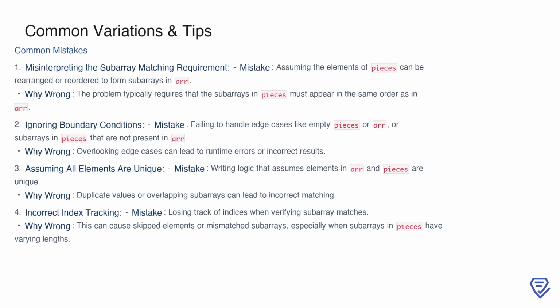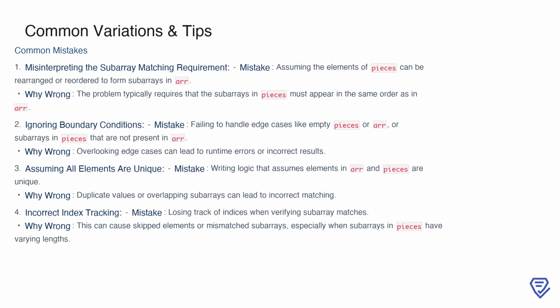When tackling this problem, there are several common mistakes to watch out for. First, it's easy to misinterpret the subarray matching requirement. A typical error is assuming that the elements of pieces can be rearranged or reordered to form subarrays in ARR. This is incorrect because the problem usually mandates that the subarrays in pieces must appear in exactly the same order as they do in ARR.